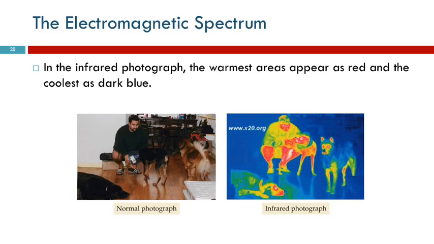The yellow would be in between. So dark blue is the coolest, and red is the warmest, and the green and the yellow is in between.